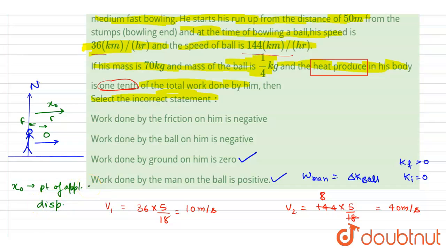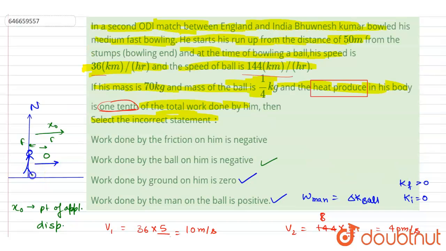So if the force is opposite and point of application displacement is same, then they will do equal and opposite work. The man will do some amount of positive work on the ball, and the ball will do the same amount of negative work on the man. So this is true. See, on the foot of the man, the friction force will act, right?